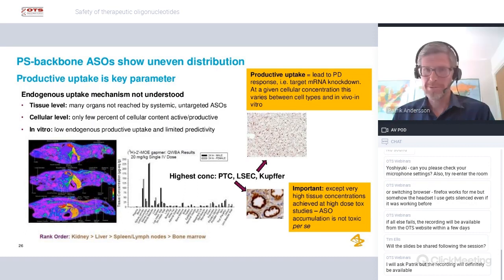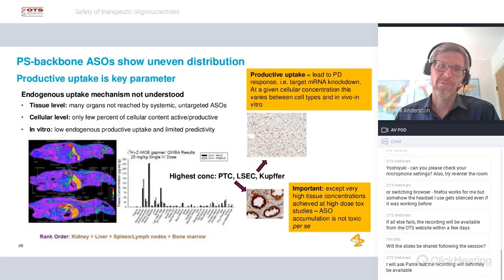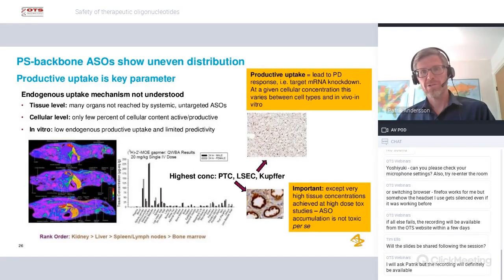Another aspect here is the uneven distribution, and this really goes for the single-stranded phosphorothioate backbone ASOs, where you have quite restricted distribution. The cortex of the kidney, the proximal tubular cells, are in most cases the cells where you can find the highest concentration of PS backbone ASOs, but also the liver. But even within these tissues, where you find the highest concentration, there's a difference in concentration depending on cell types. So in liver, even though we normally have the best gapmer activity in hepatocytes, it's really the liver sinusoidal endothelial cells and Kupffer cells that have the highest concentration.